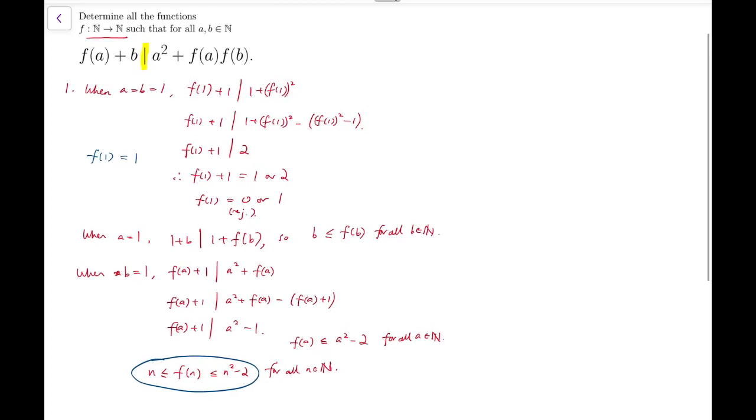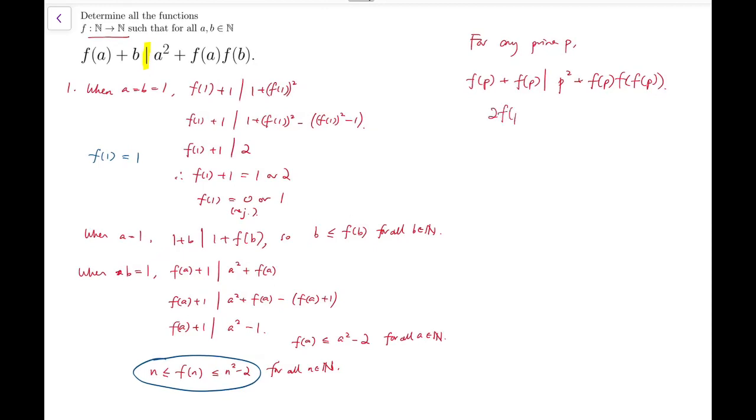Now, after making full use of the 1, I'm going to try to put in some primes. For any prime p, I'm going to put a equals p and b equals f(p) instead. So the divisor would become a much simpler expression, 2 times f(p), but the dividend will become p squared plus f(p) times f(p). Now, 2 times f(p) divides p squared plus f(p) times f(p).